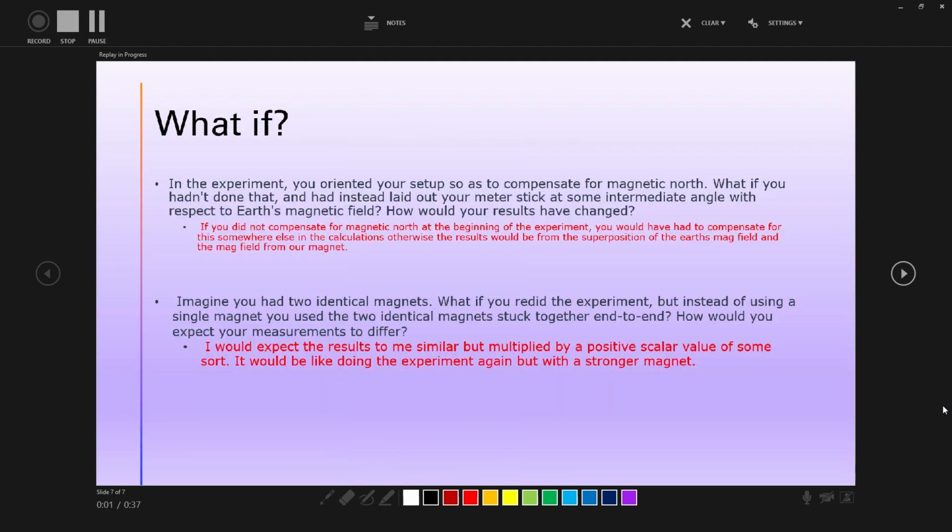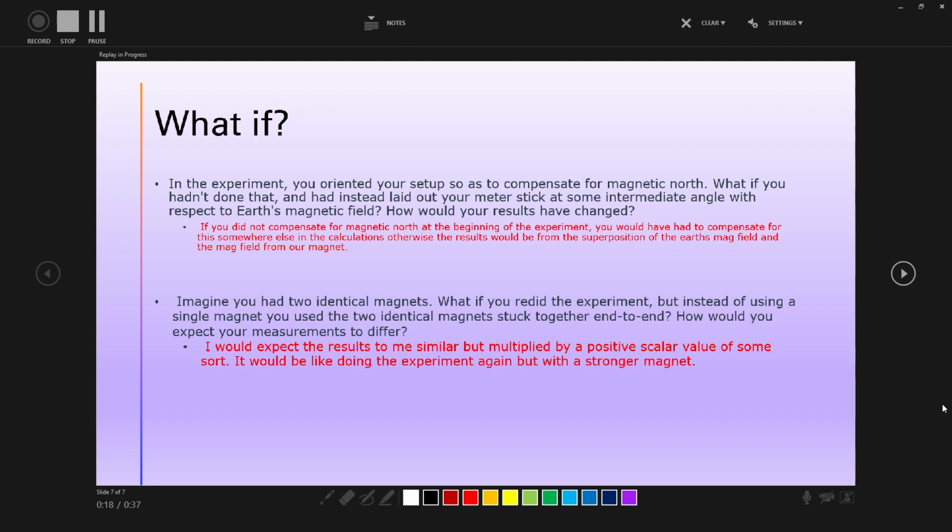Now, to answer some of the what-if questions: what if we hadn't compensated for magnetic north at the beginning of our experiment? Well, our results would have ended up being from the superposition of the Earth's magnetic field and the magnetic field from our magnet.